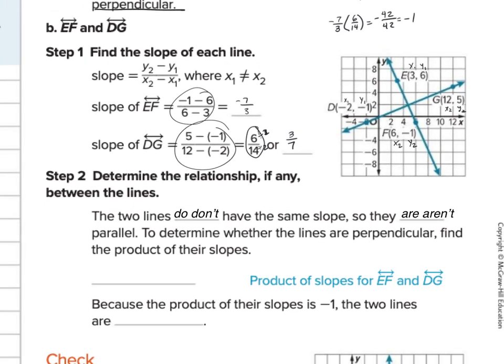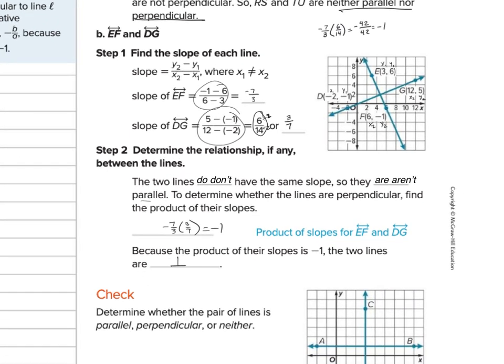Determine the relations, if any, between the lines. The two lines do not have the same slope, so they aren't parallel, right? Not parallel. And to determine whether the lines are perpendicular, find the products. And we just did that up there. Again, -7 over 3 times 3 over 7 is going to be equal to -1. And then therefore they are perpendicular. And I'm using the upside down T, the perpendicular symbol.